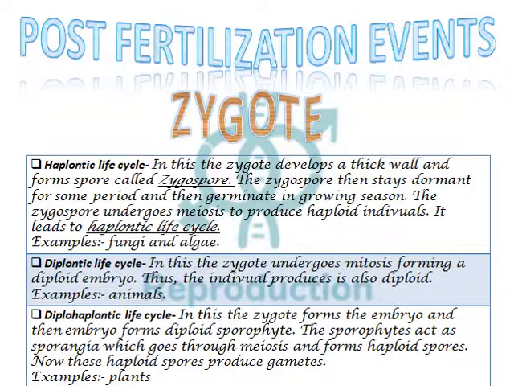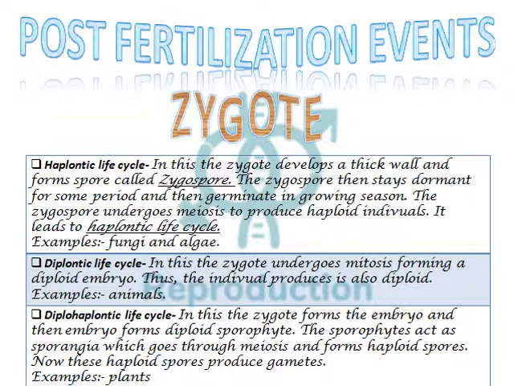Then comes the diplontic life cycle. In this, what happens once the zygote is formed? It will do mitosis. This means equational division will take place. It will rapidly increase and develop an embryo, and this embryo will give rise to a new individual.